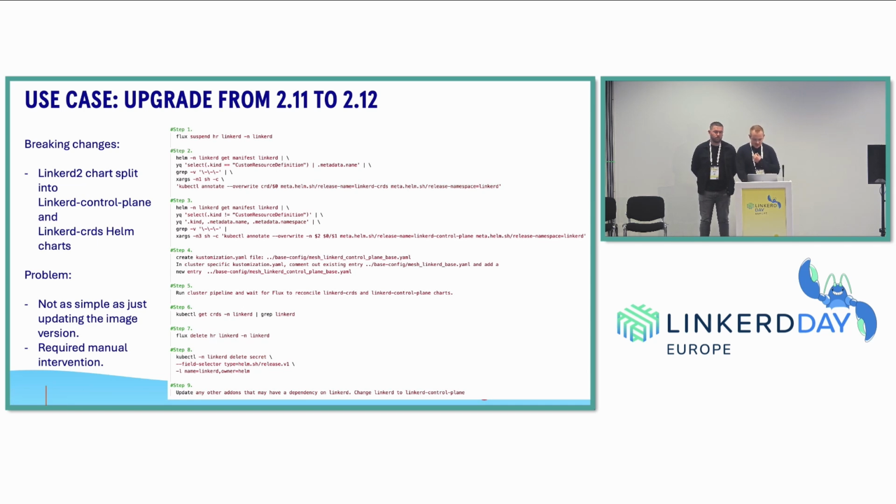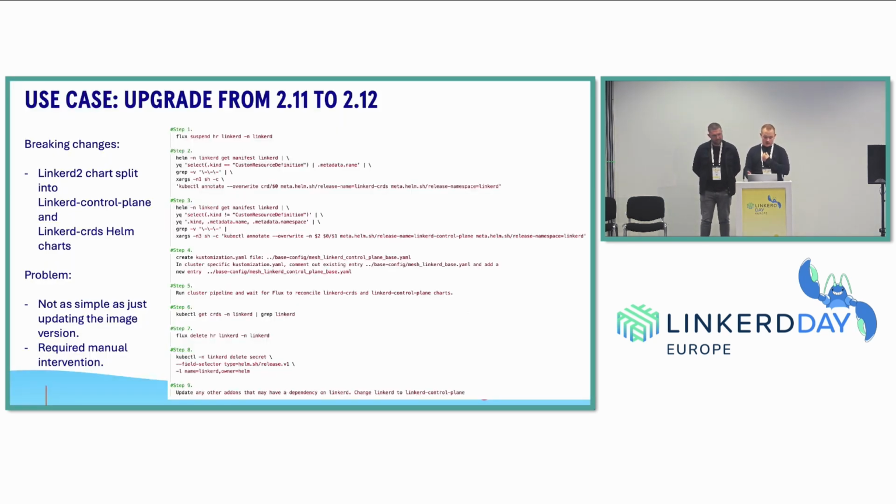So once that was in place, we then, in step 2 and step 3, these commands were taken from the Linkerd documentation, which basically updates the CRDs and any other resources with the correct annotations that can then be adopted with the new Helm release. We then created customization files for the Linkerd CRD's Helm chart and the Linkerd control plane, whilst commenting out the actual Linkerd customization.